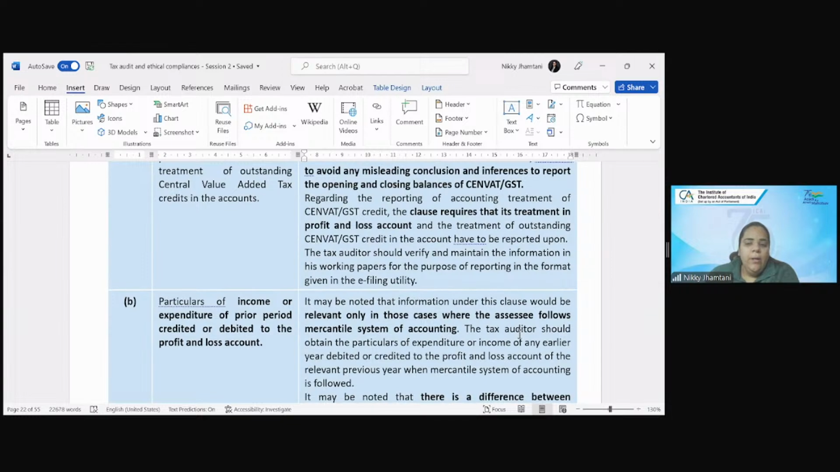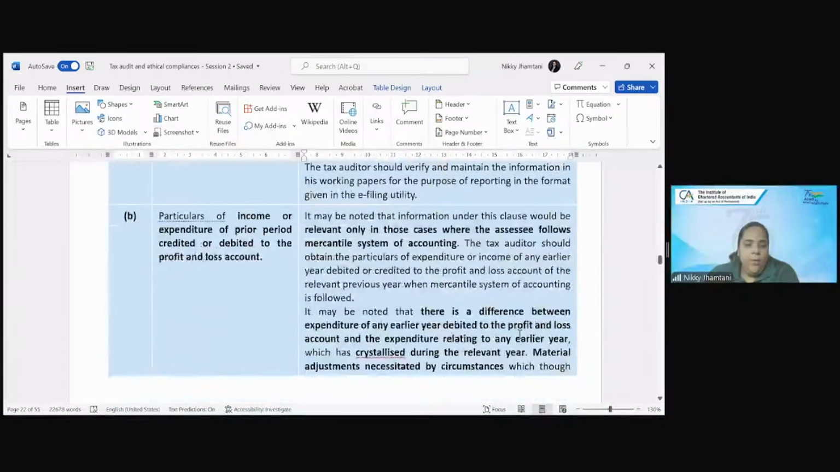Point B. Particulars of income or expenditure of prior period credited or debited to the P&L. So any prior period expenditure or prior period income which is related to an earlier year; generally, prior period means what pertains to an older period, and reporting is required here for that. It may be noted that information under this clause would be relevant only in those cases where the assessee follows mercantile system of accounting.